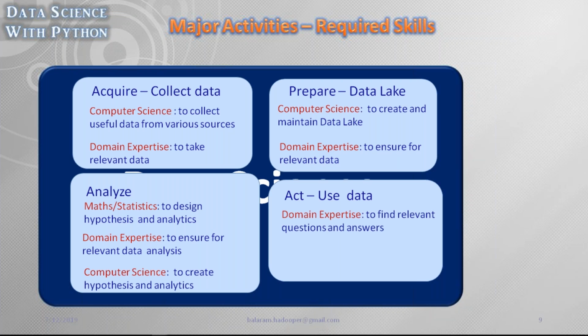Another thing is act. Act means usage of the data. For this, domain expertise takes the major part, because we have to take the decision and suggest the decisions. To find the relevant questions and answers, and to analyze the data to give the answers, we should have domain expertise. Computer science is also required to improve the efficiency and effectiveness for the decision maker. So these are the various skills required for the data scientist.